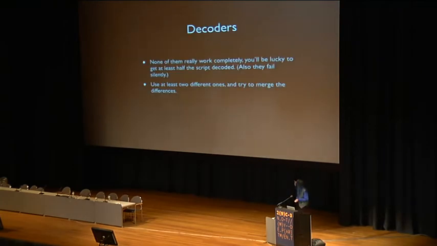So there's a bunch of decoders. If you go to Google and look for IonCube decoder, you'll get a whole bunch of junk. But eventually, if you dig, you'll find a couple of programs that do it, and none of them actually work right. You can get somewhere between 0 and 100% out of each of them, but I guess about half on average. So you need at least two of them to get most of the code decoded.